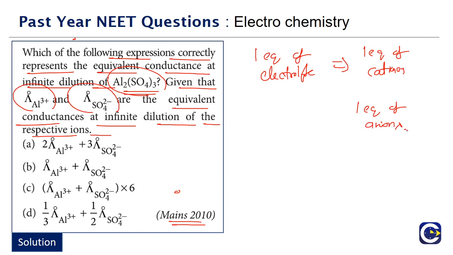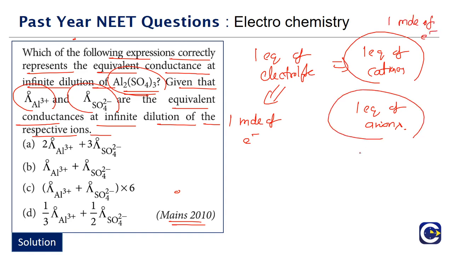Because what do you mean by equivalent of an electrolyte? That much mass of electrolyte which can exchange 1 mole of electrons. That is the concept of the equivalent. Means when it is dissociating, it will give us exactly one equivalent. One equivalent of cations means what? They can exchange 1 mole of electrons. One equivalent of anions means what? They can also exchange 1 mole of electrons. So one equivalent of an electrolyte gives one equivalent of cations and also one equivalent of anions.